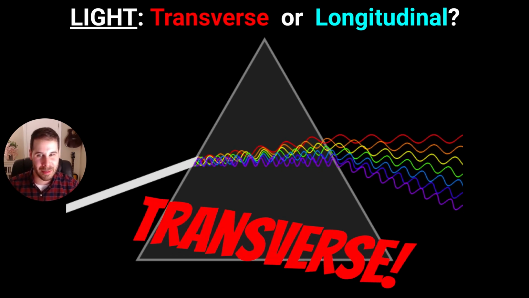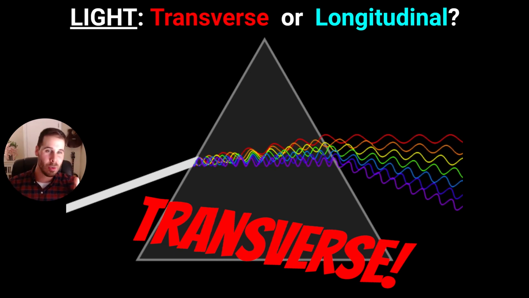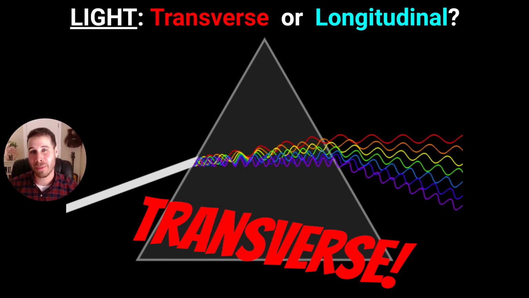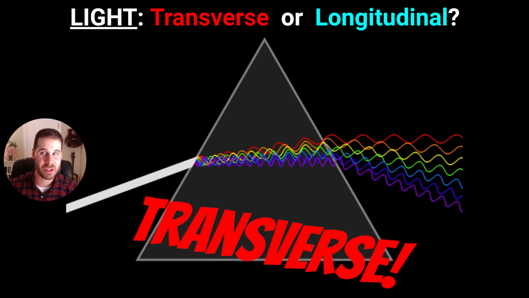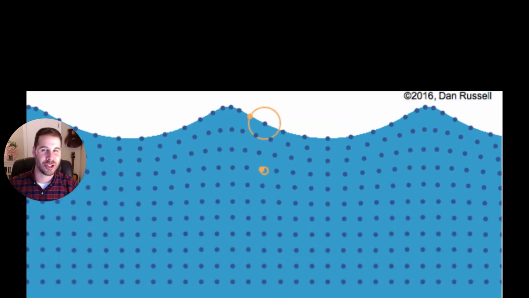And you can tell just from the animation that the waves are traveling to the right, but the waves have crests and troughs that are oriented upwards and downwards. So that is a perpendicular direction to the waves' travel. So that must mean light is transverse. All right, moving on to our final question here.